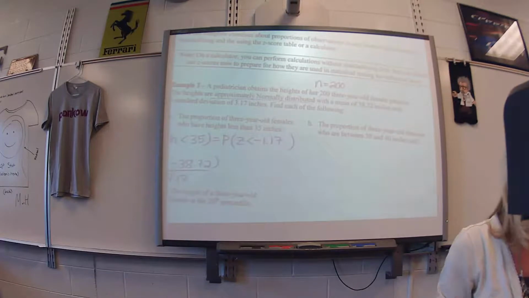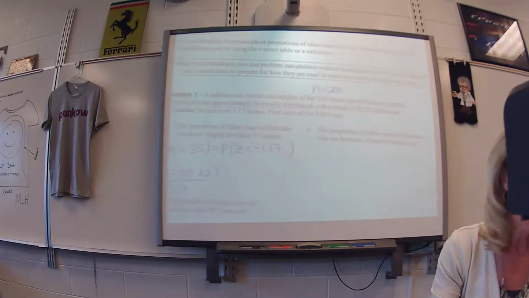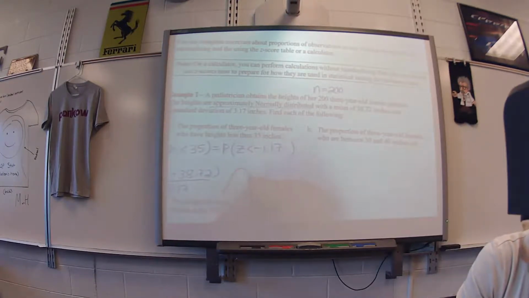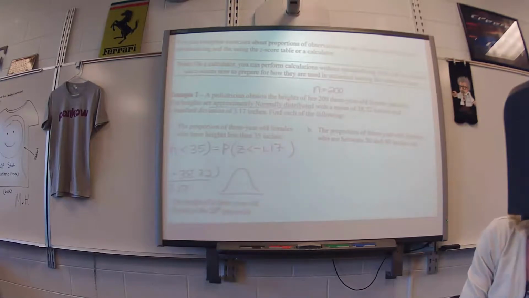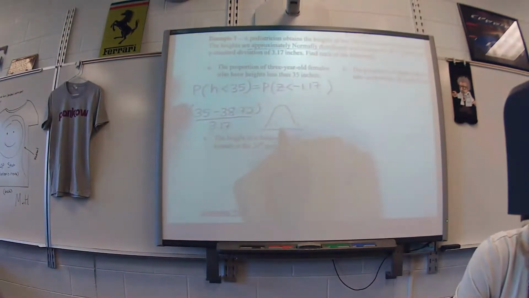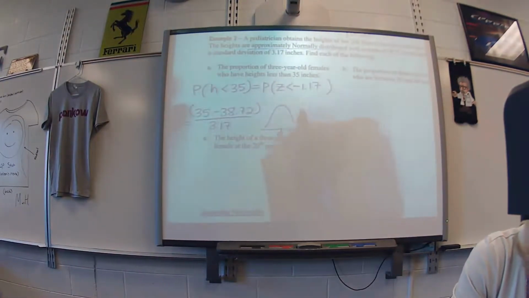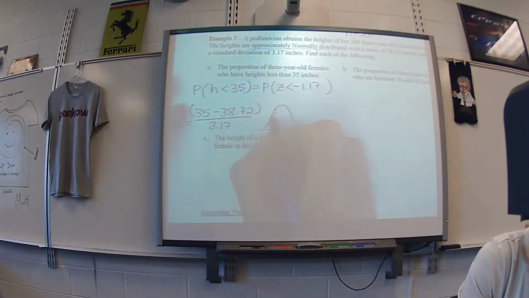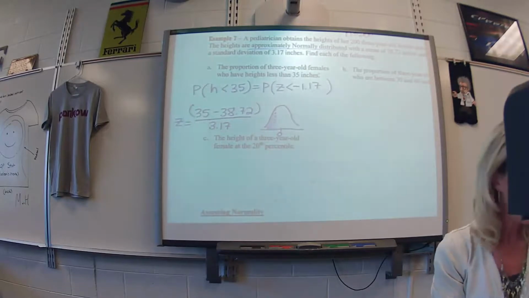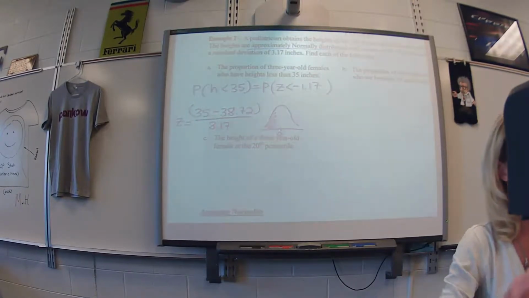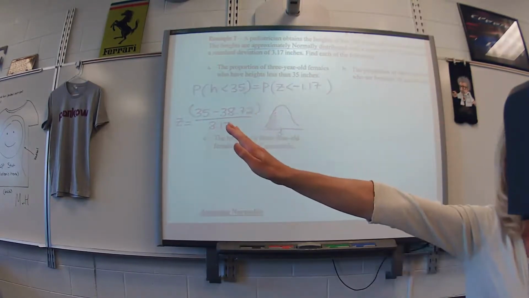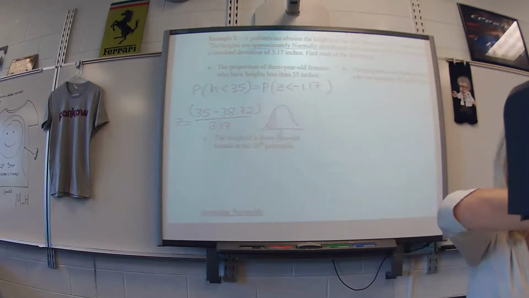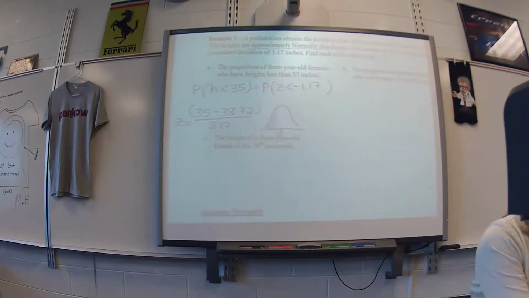And now you whip out your calculator. You draw a picture if you want. It doesn't have to be super accurate, but you know it's now centered at 0. Negative 1.17 is maybe right about here, and I want less than. I like the picture because it allows me to see my left bound is infinity, and my right bound is the Z-score.